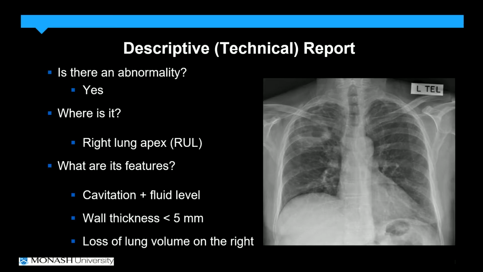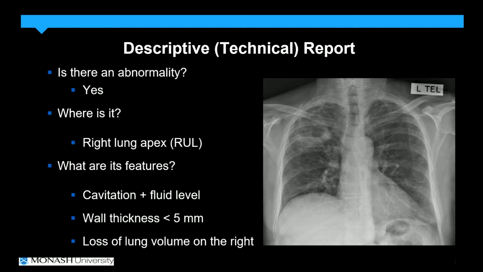So here is an example of a descriptive or technical report. When you look at the chest X-ray, the main question is, do you see an abnormality? And clearly there is something. And then where is it? It's in the right upper lung. And then what are some of the key features? If you look carefully at the image, you can see there's cavitation, there's also a fluid level, and the wall thickness around that appears to be less than 5 millimeters.